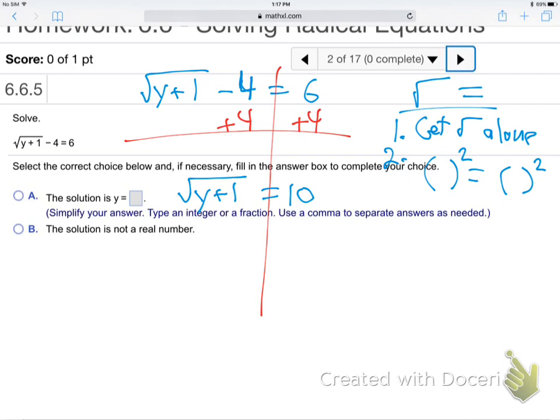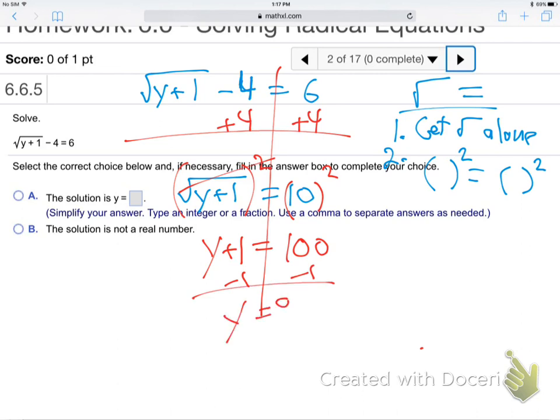Then go ahead and 2 power both sides. That's what gets rid of that root, is the 2 power. Rooting cancels squaring. Y plus 1 is 100, like that. Is that good? Y equals 99, so then just subtract 1. So y is 99.